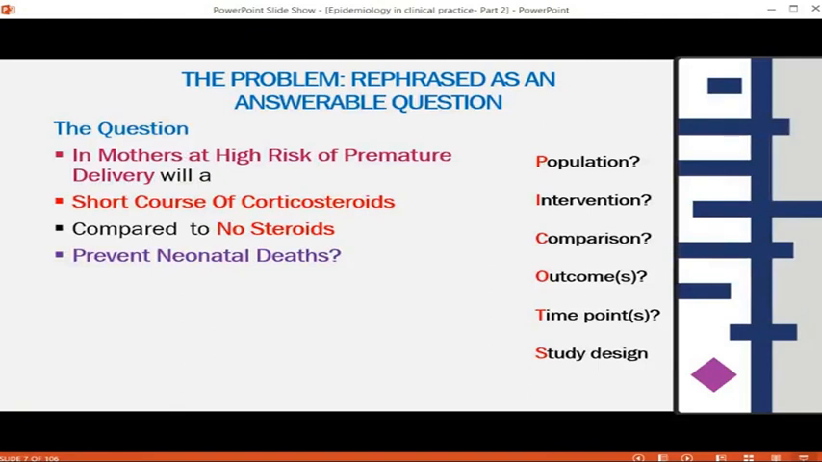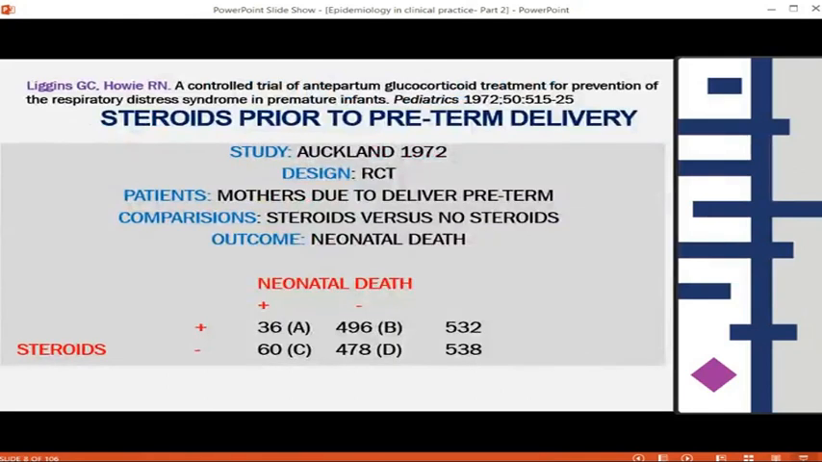So what I had to do was define the population, the intervention, the comparison, and the outcome. And the time point here was in the neonatal period. And the study design I felt would best answer this question without bias was a randomized controlled trial. And I looked in PubMed and I found this trial by Liggins, published in Pediatrics 1972, where mothers due to deliver preterm were given steroids and no steroids, and the outcome was neonatal death.